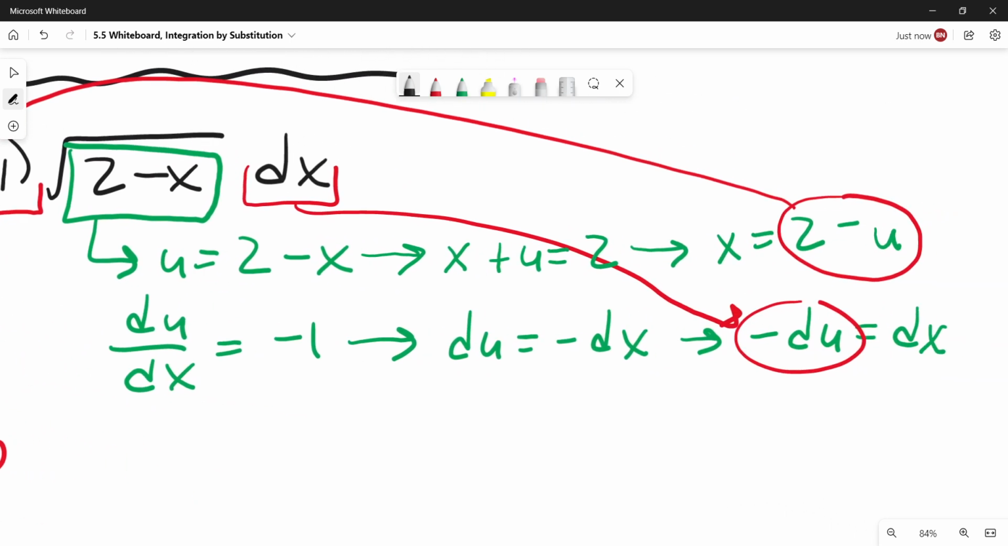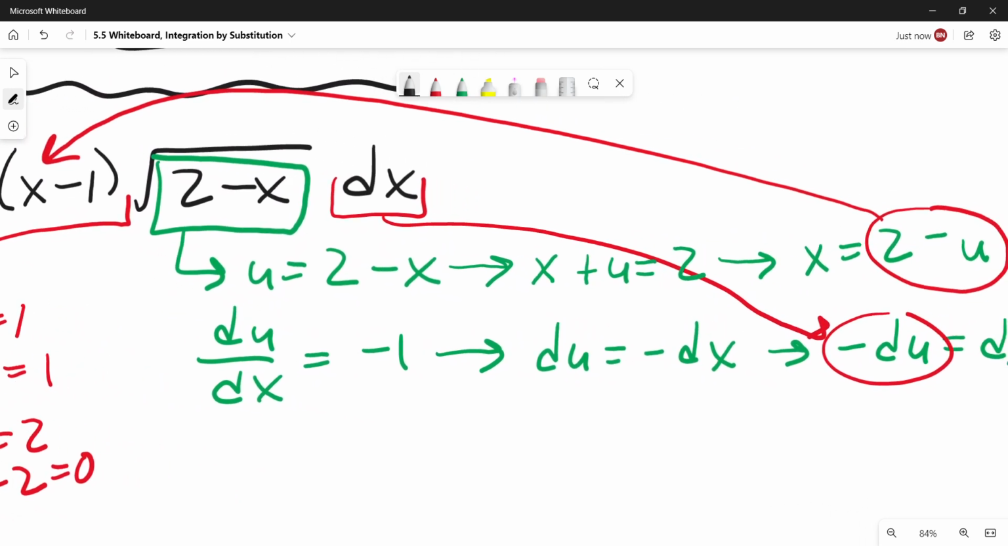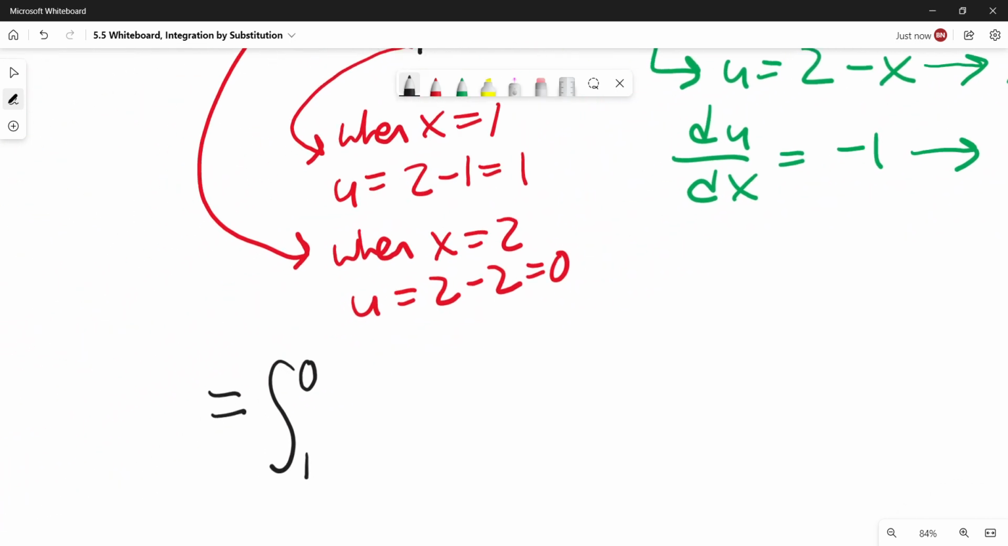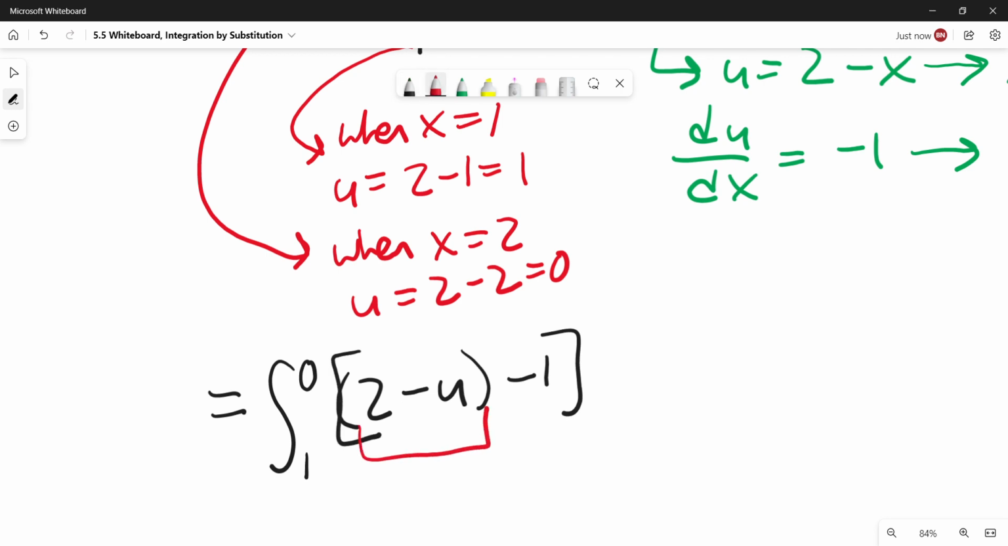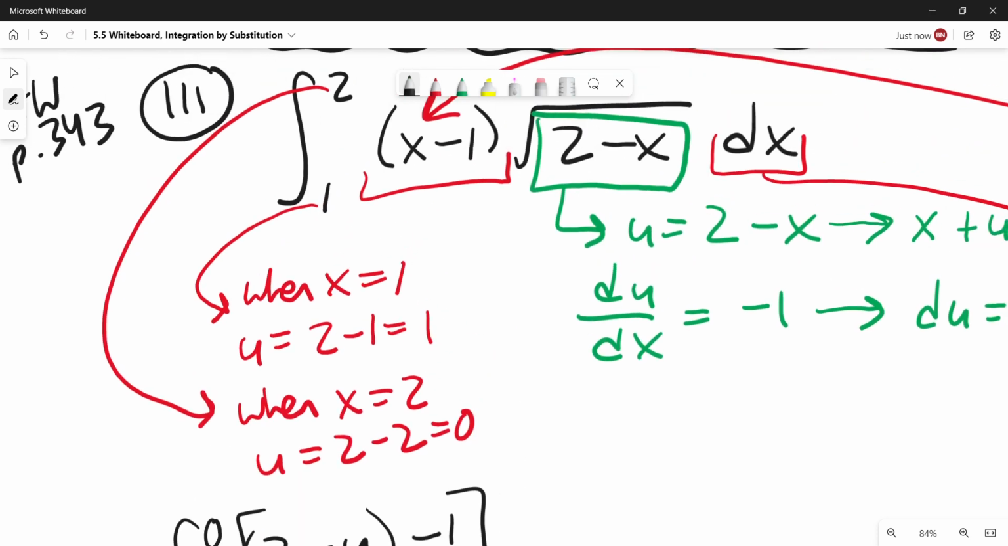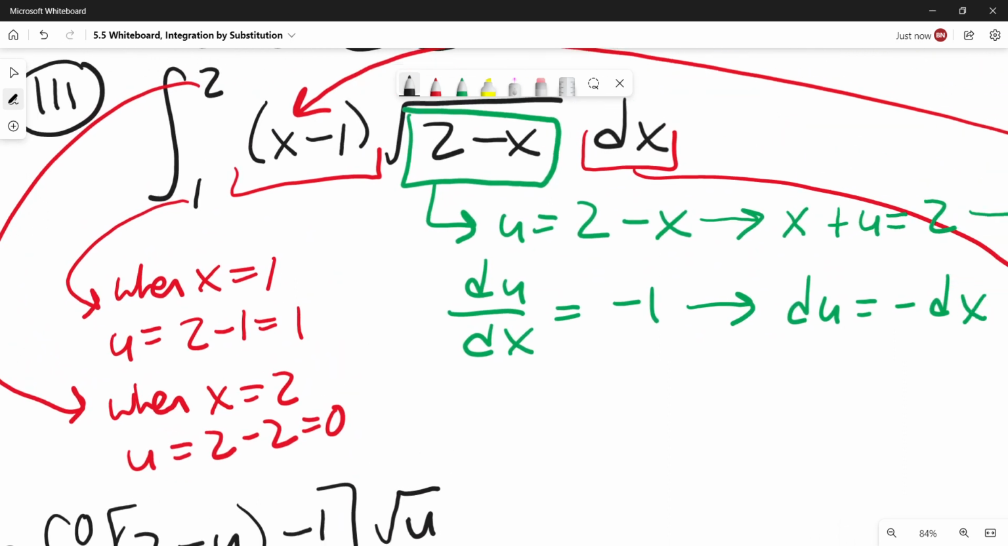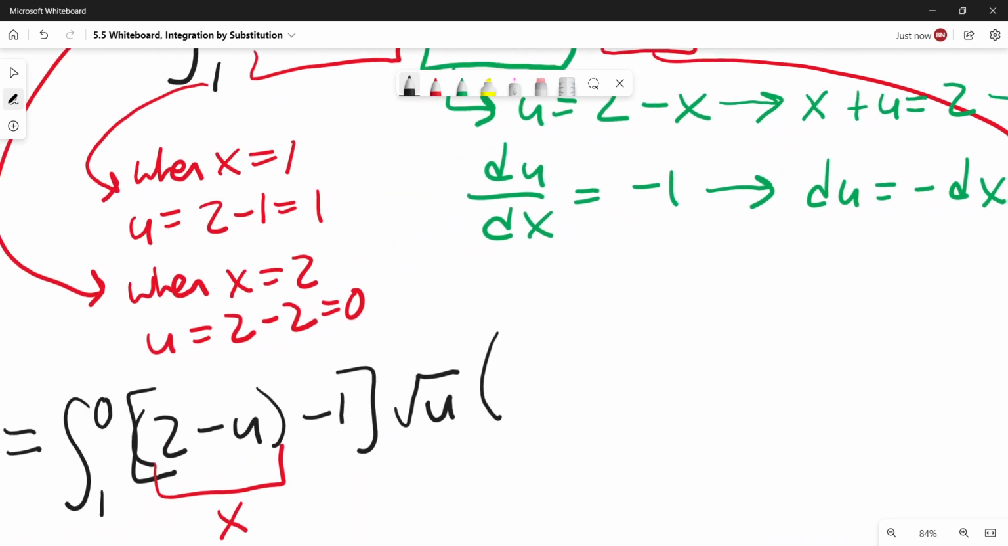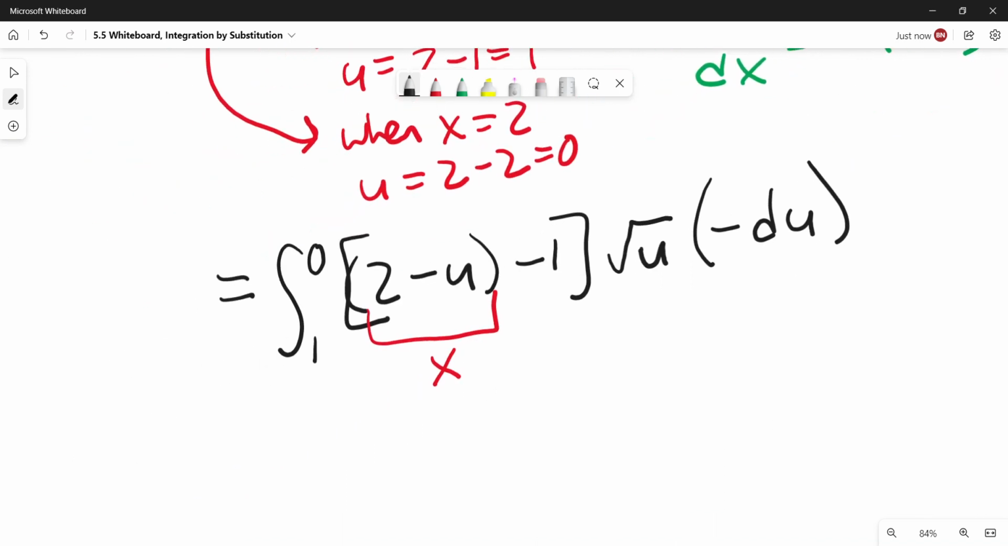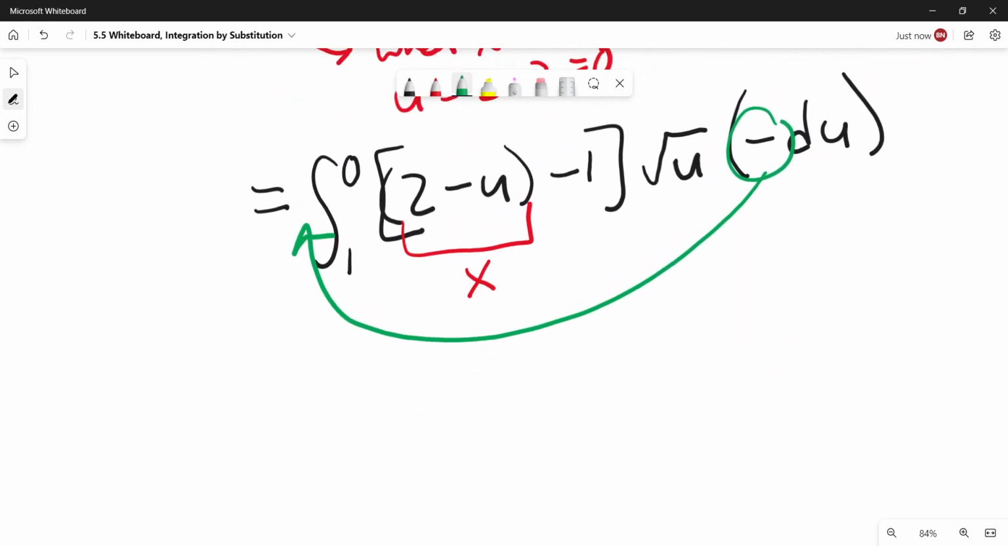So x minus 1 became, our x is 2 minus u, but then we need minus 1. So this becomes 2 minus u and then minus 1 is what that whole thing is, because this part is x. And then our root u, and then our dx was negative du, so we got a negative du here. So I would suggest we bring this guy out here. Okay, so let's tidy it up a little bit.